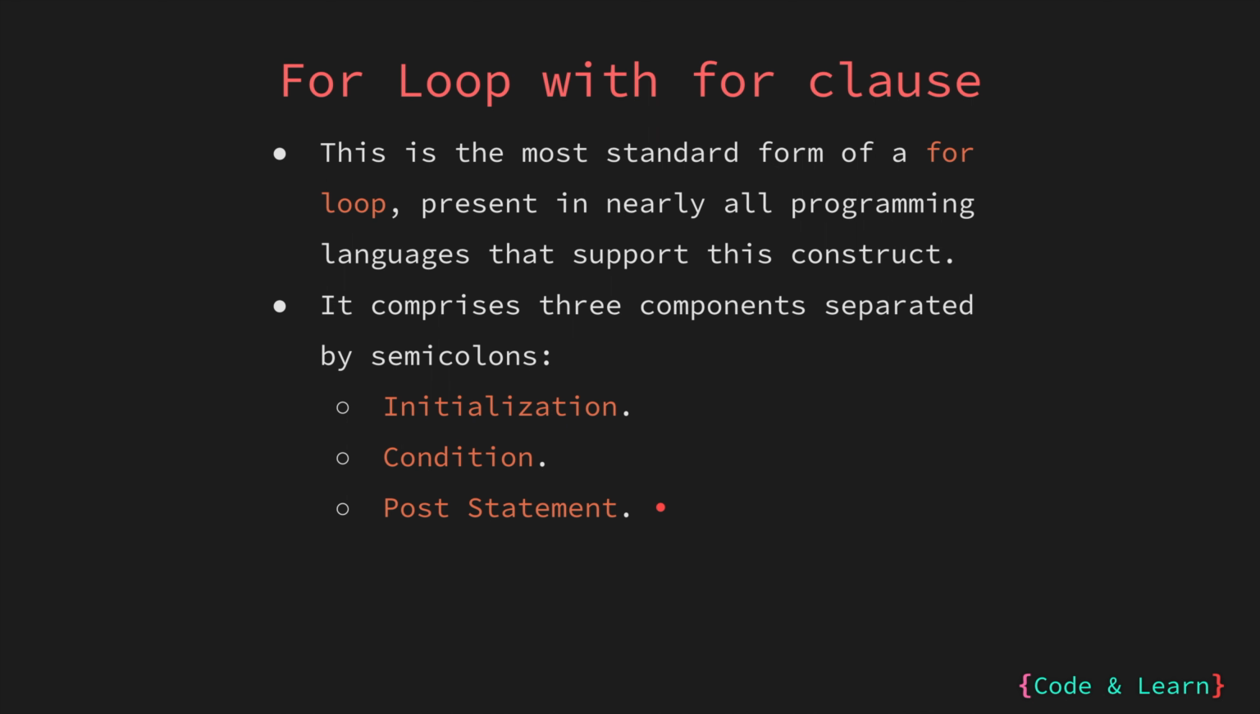And the third part is the post statement. This is a statement or operation that is executed after each iteration of the loop. It typically involves updating the variable or performing other operations. In Go, any of these three parts can be left empty, which emphasizes the flexibility of the for loop in Go.